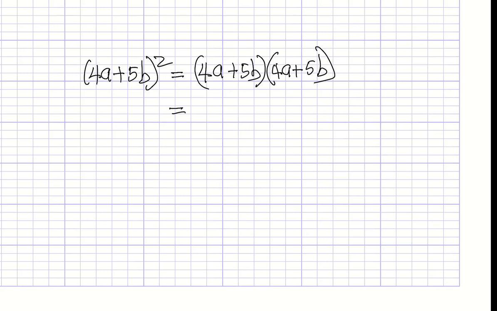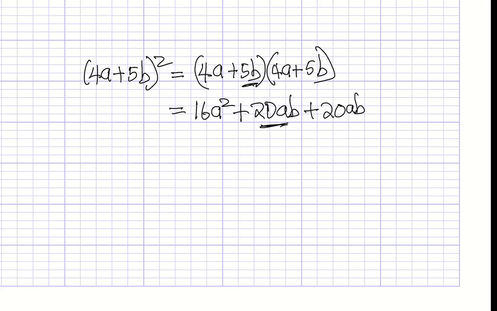4a times 4a, you get 16a squared. 4a times 5b, you get 20ab, right? And then keep going. 5b times 4a is the same thing. You're gonna get 20ab, like that one, plus 20ab.